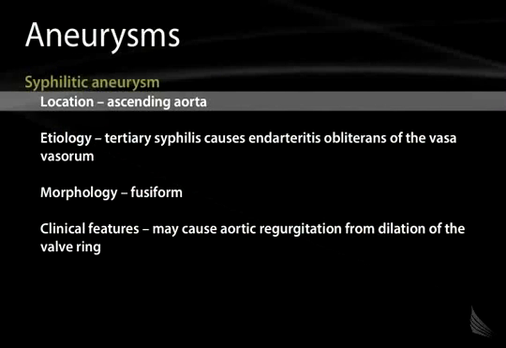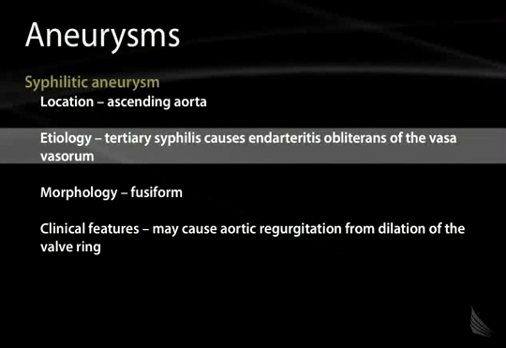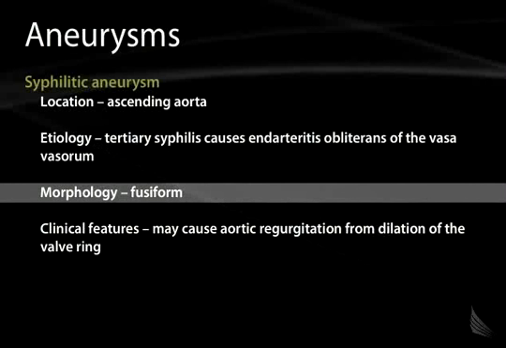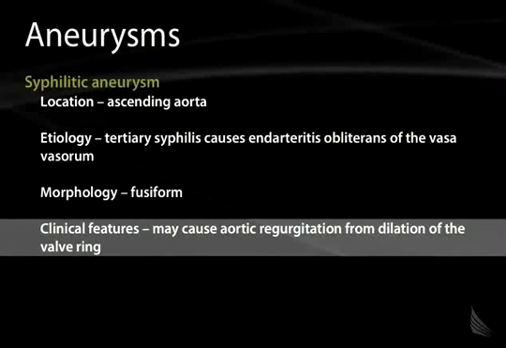Syphilitic aneurysms are typically located in the ascending aorta, caused by tertiary syphilis, which leads to endarteritis obliterans of the vasa vasorum. Morphology is also fusiform. Clinical features include aortic regurgitation from dilation of the valve ring.